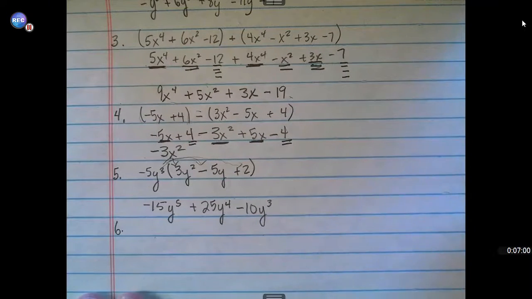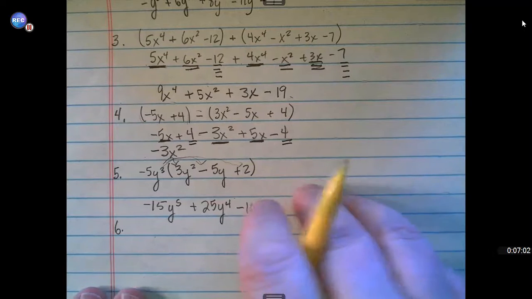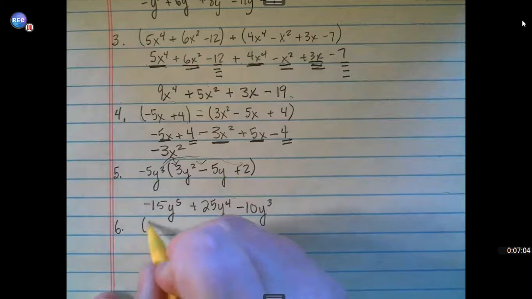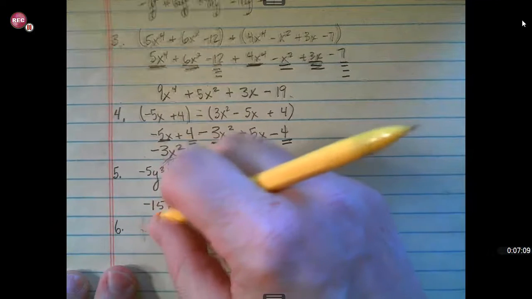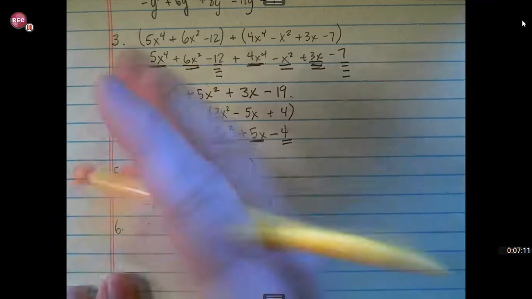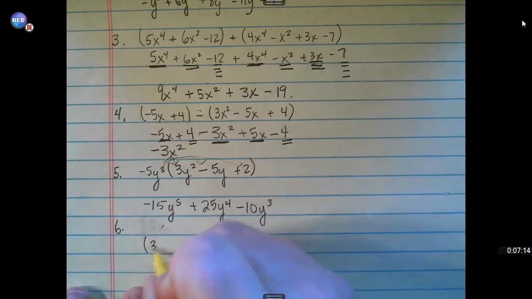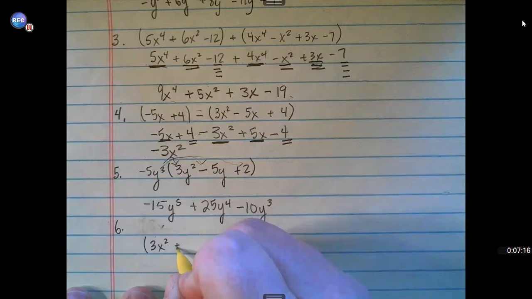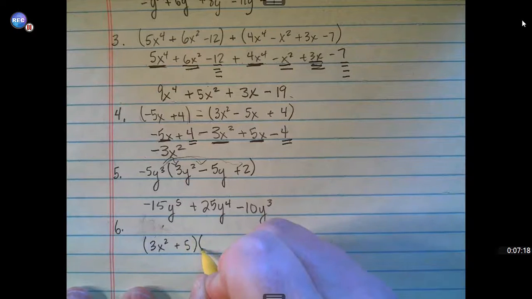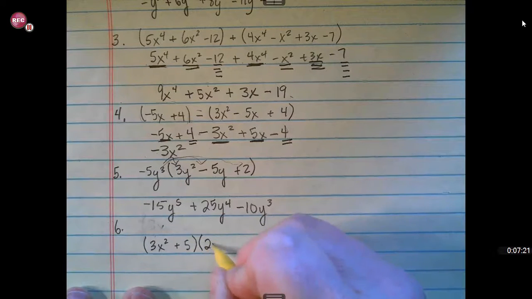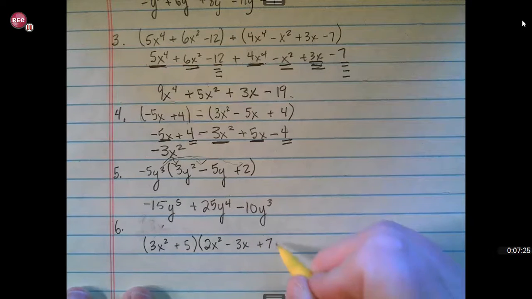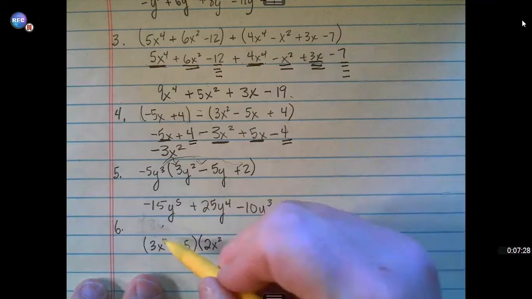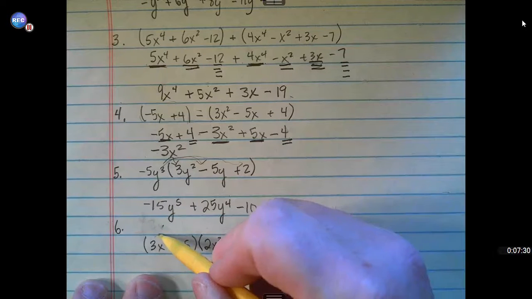And number 6, we have 3x squared plus 5 in parentheses. I'm going to actually write that on the second line so I can show you what I'm distributing. I'm going to write 3x squared plus 5, and we're supposed to multiply that by 2x squared minus 3x plus 7. And so with this, we distribute the 3x squared first.